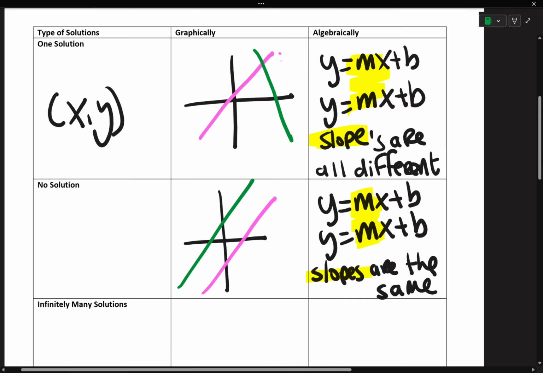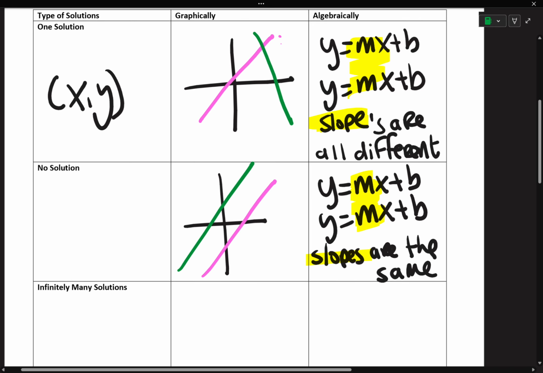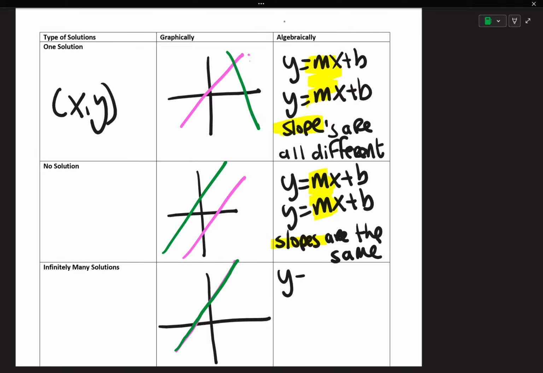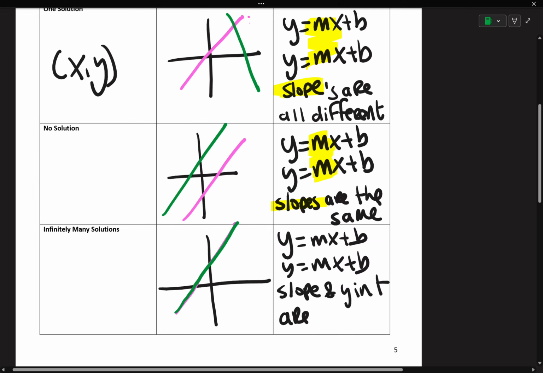Lastly, if we have infinitely many solutions, this is a weird one. So let's say we graph the first one, let's say it's pink, and then we graph the green one and it ends up right on top of the pink one, so it looks like one line. When they're both in y equals mx plus b form, the slope and y-intercept, so both m and b, are the same. So essentially, it's two of the same equation.